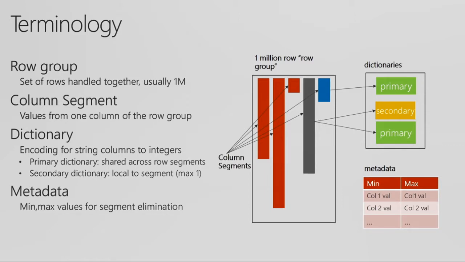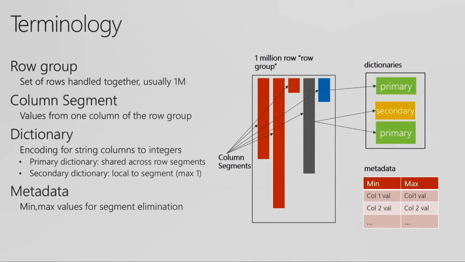We also have something called dictionaries, which you will come across. A dictionary is an auxiliary structure which is maintained outside of the row group, and it's an encoding that we use primarily for string columns. So the dictionary stores the actual character strings, and inside the row group segment, we store the hash value from the dictionary.